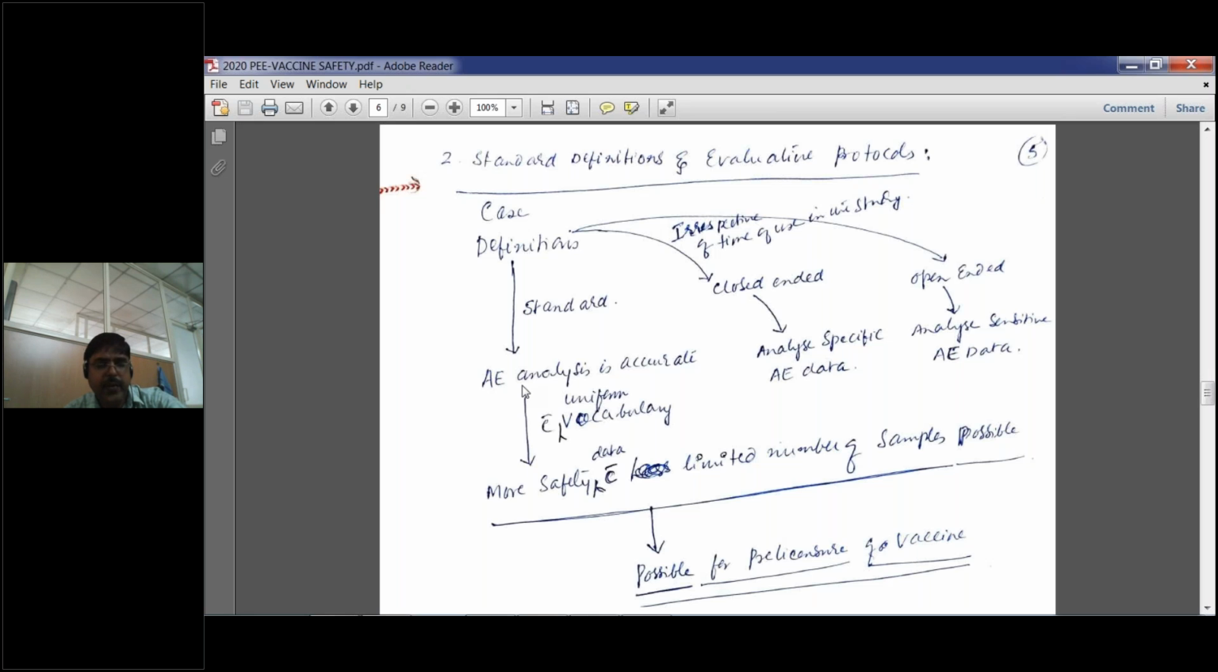Now, whenever we want to use the standard definitions, or what is known as case definitions, we are going to use it from different angles in pharmacoepidemiology. The different angle in the sense that we are going to use closed-ended questions and open-ended questions. Now, before we understand this, let us understand what we mean by closed-ended questions.